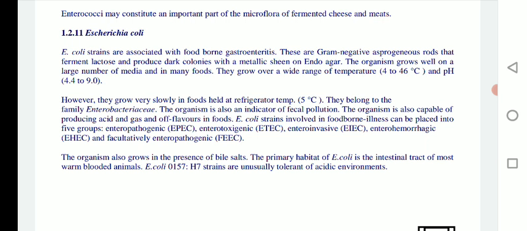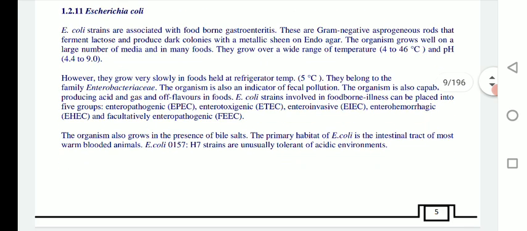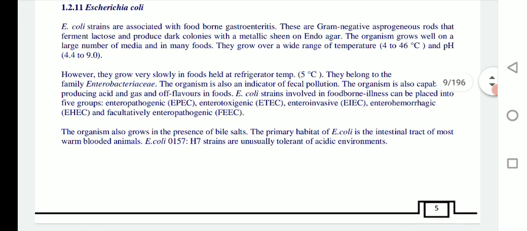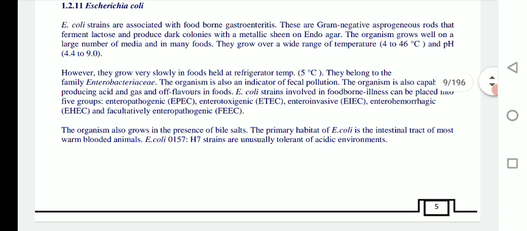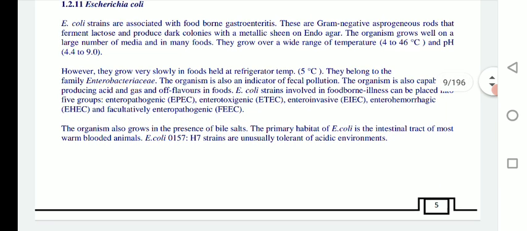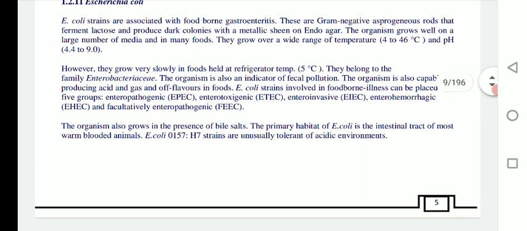They grow over a wide range of temperature, that is 4 to 46 degrees Celsius, and a pH range of 4.4 to 9.0. However, they grow very slowly in foods stored at refrigeration temperature, that is 5 degrees Celsius. They belong to the family Enterobacteriaceae. The organism is also an indicator of fecal pollution.